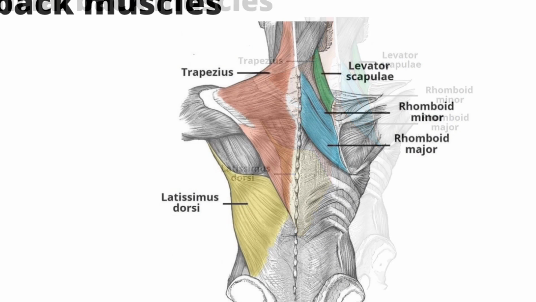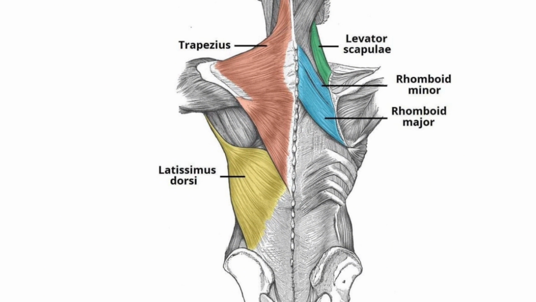Next, we have the latissimus dorsi. It's the broad, flat muscle on your lower back. It starts from your lower spine and hips and attaches to the upper part of your arm bone. Its main job is to extend and rotate your arm inwards. Now, let's move to the levator scapulae. This muscle sits along the side of your neck. It goes from the top cervical vertebrae down to the upper part of your scapula. As its name suggests, it elevates the scapula, meaning it lifts your shoulder blade.